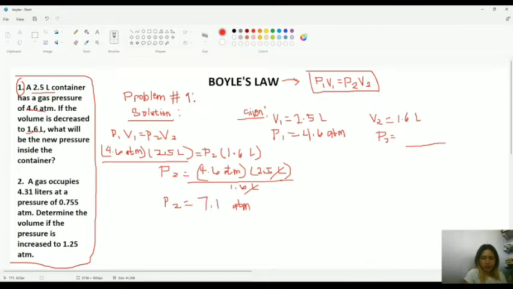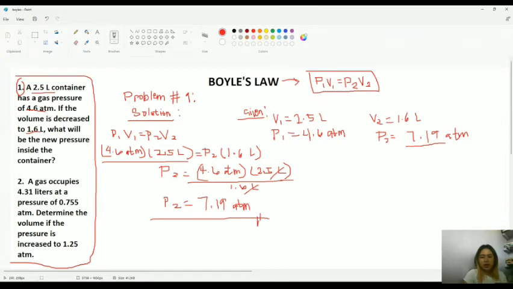Round up ko na lang. Kasi 7.1875 yung nandito. So, 7.19 rounded up. That is our P2. Lagay ko lang 7.19 atmosphere.